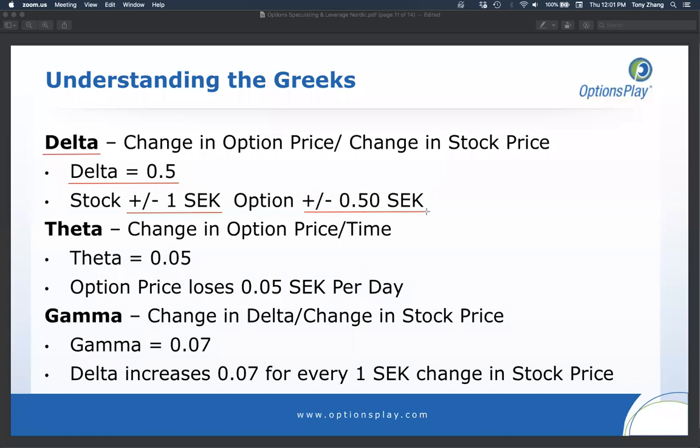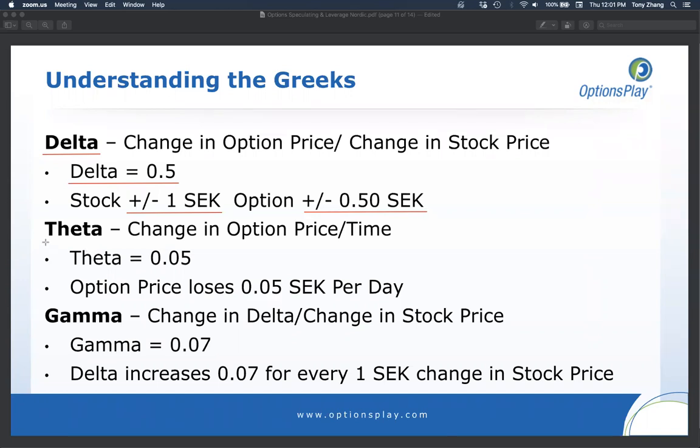Great. Now, keep in mind that this is assuming that everything else is held constant. Whenever we talk about the Greeks, we're assuming that the only thing that changes here is the stock price, nothing else, okay? This is really where the complexity comes in, because other things do change. So we need to also understand what other things affect the price.